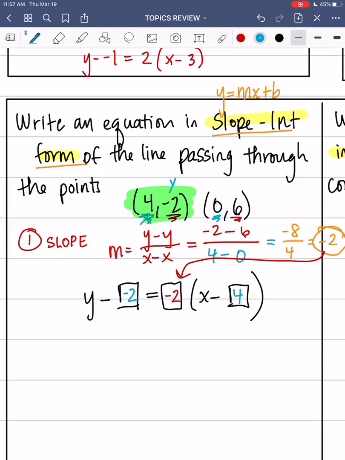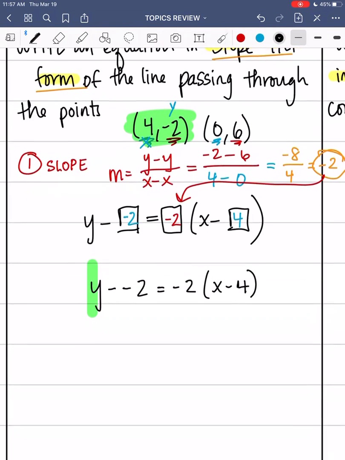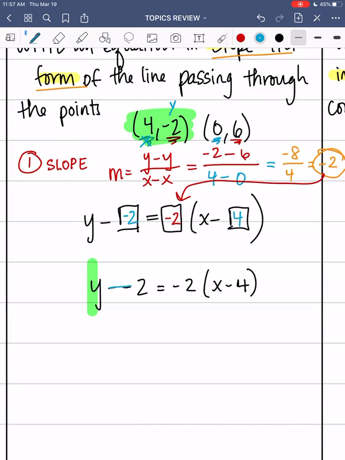Okay, let's rewrite this better. So we have y minus -2 equals -2 times x minus 4. Okay, but our ending goal needed to be in slope-intercept form, so we need to get y by itself. Minus a negative right here is like a big plus sign. So we have y plus 2 equals.